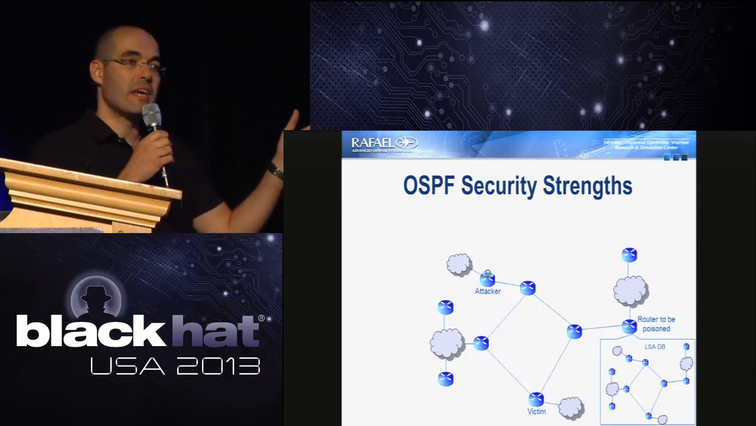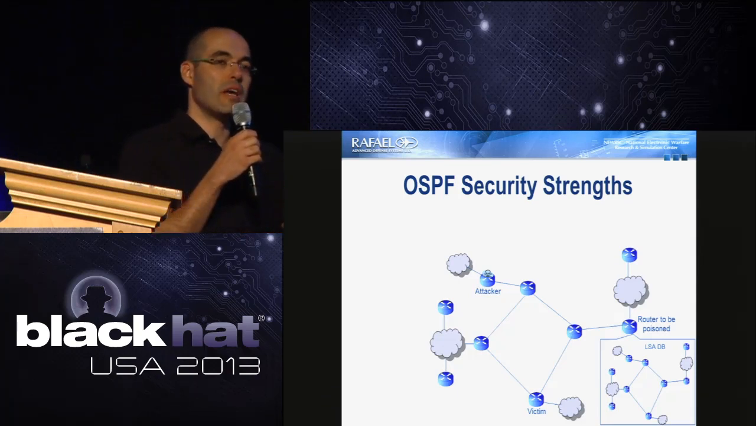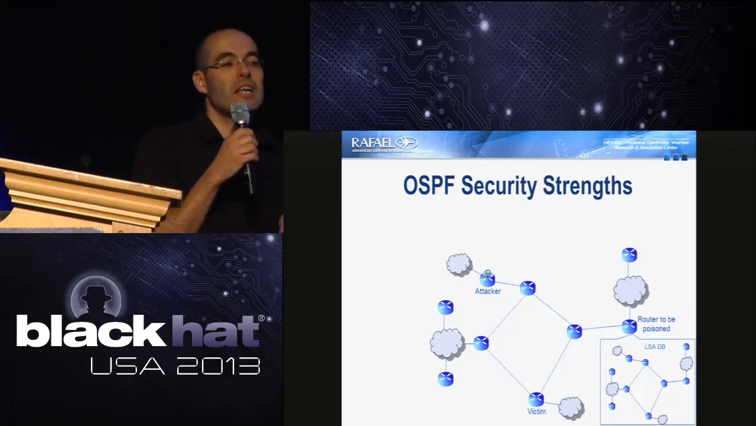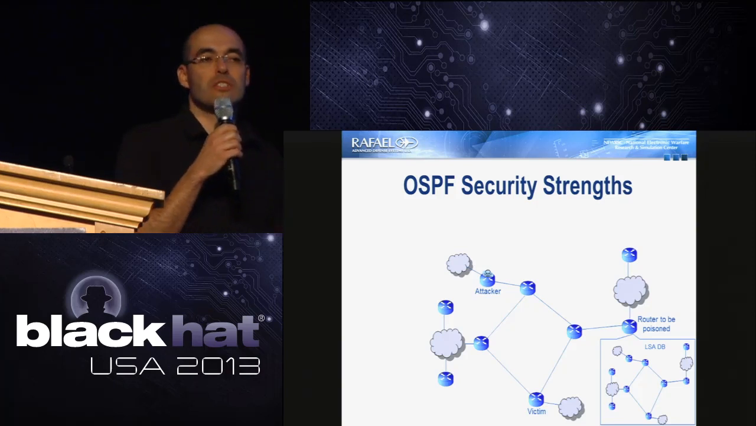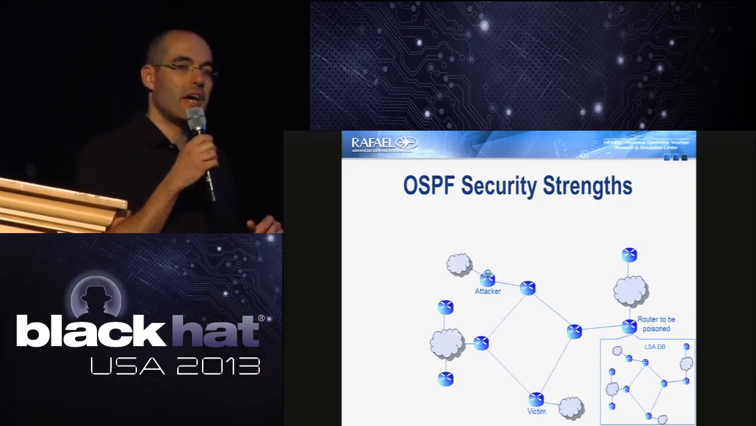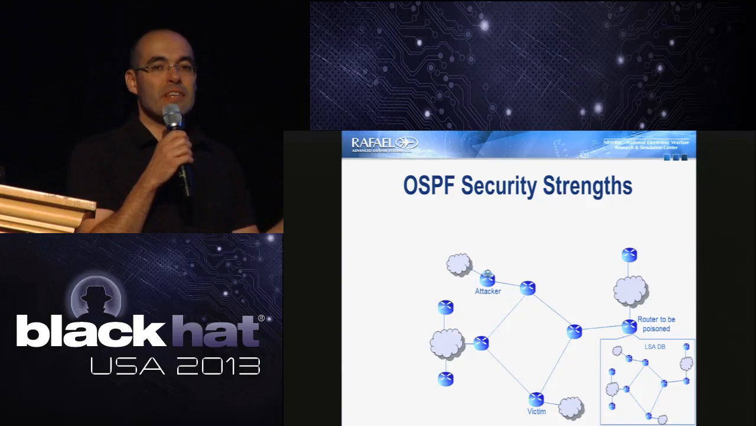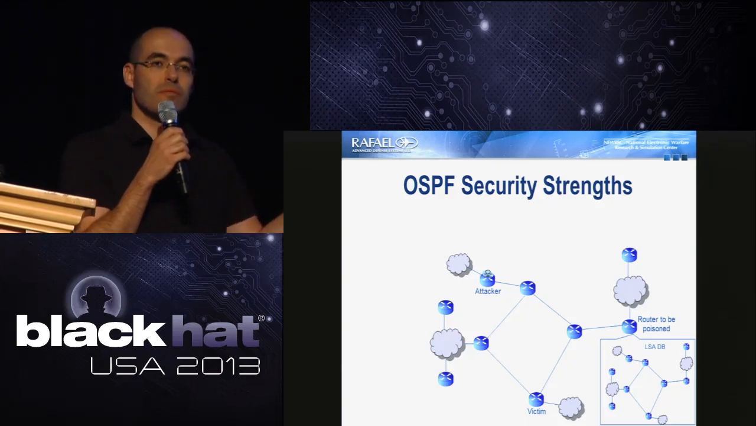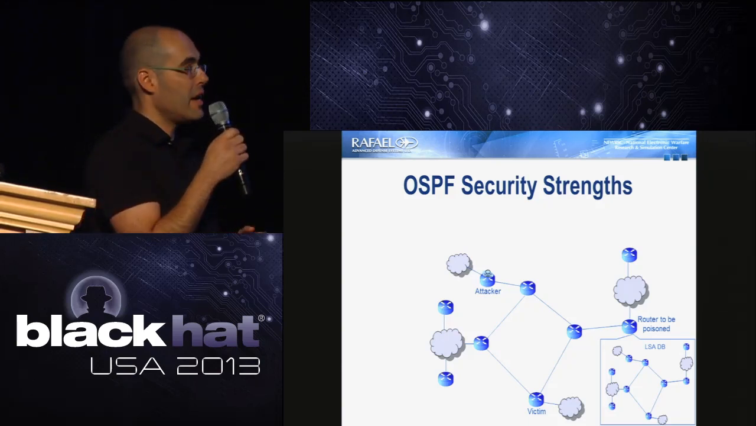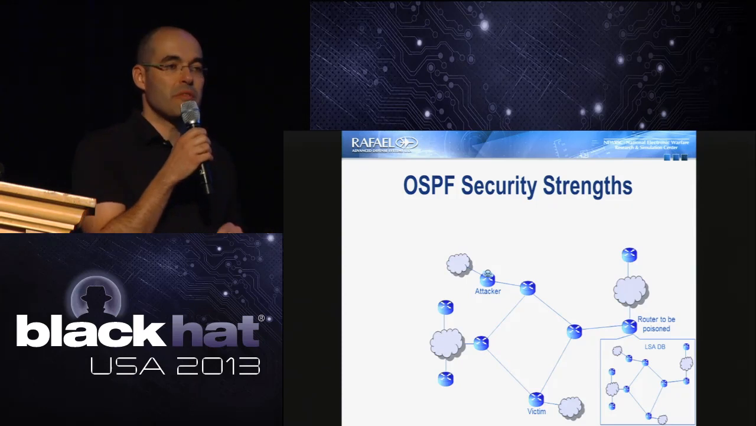The router now has a complete and correct view of the autonomous system topology. And let's say that the attacker now wishes to poison the routing table, or poison the LSA database, of this router by disconnecting the victim router down there.